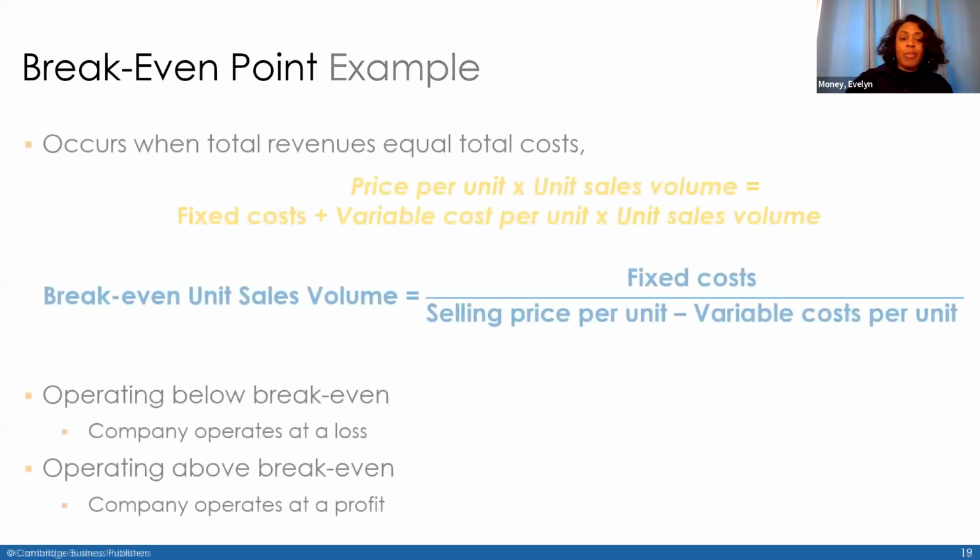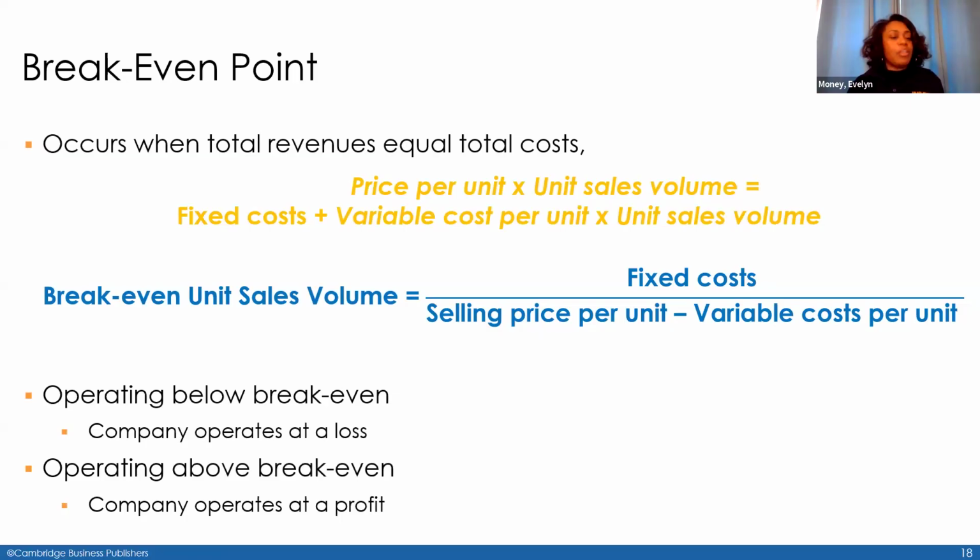Typically, let me go back so that you can see that, but typically companies want to operate above break even. Now, in this orange, yellow, whatever color it is in this formula up here, it's just another way of demonstrating how total revenues equal total cost. So if we set our total revenues equal to our total cost, that is another way of finding our break-even point.